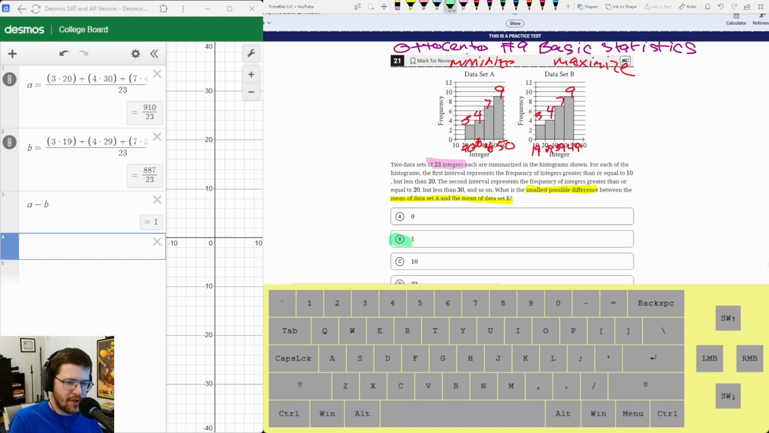So you really got to make sure when you watch my video, guys, you know how to read these bins when they're touching. Very confusing, the 19, 29, 39, that stuff. Make sure you know how to read those bins. And then also make sure you understand what to minimize and what to maximize to achieve the smallest possible difference or the largest possible difference.